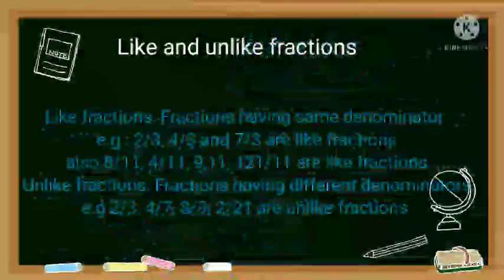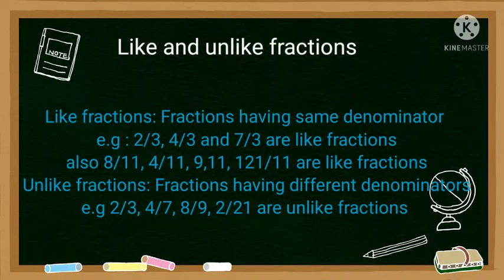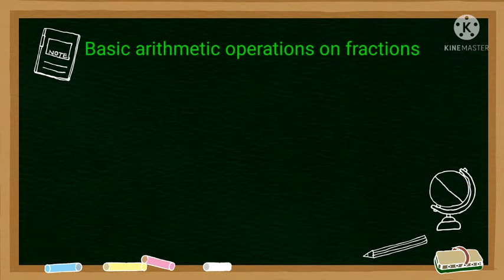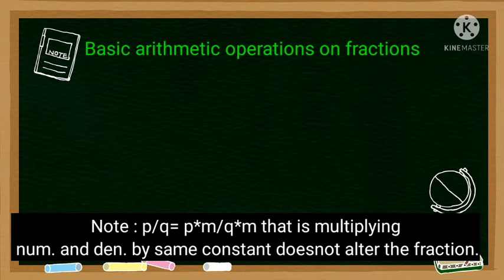When we have a group of fractions, we can categorize them as like fractions or unlike fractions. The fractions having the same denominator are called like fractions, and the fractions having non-common denominators are called unlike fractions. A fraction remains unaltered if its numerator and denominator are multiplied by the same number.